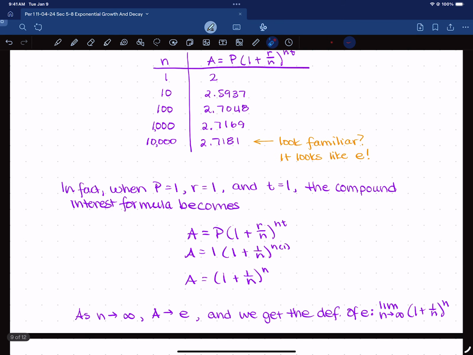In fact, if you take a look at the formula, here's our compound interest formula. And if you're going to invest $1 at a 100% interest rate for 1 year, you let all these equal 1. So we let P equal 1, we let r equal 1, and we let t equal 1. The formula is this. And as n approaches infinity, as we're showing in the table, A is approaching e, and that is the definition of e that you probably know. And that's where it comes from, in case you were curious.